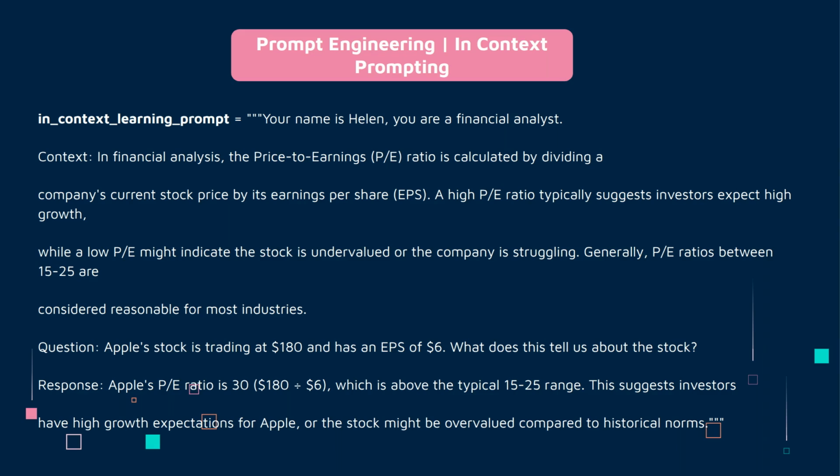And in here, we've also provided an example. Apple's stock is trading at $180 and has an EPS of 6. What does this tell us about the stock? And then the AI should go ahead and reason: Apple's PE ratio is 30, which is 180 divided by 6, which is above the typical 15 to 25 range. This suggests investors have a high growth expectation for Apple, or the stock might be overvalued compared to historical norms. This is just a dummy example. I'm not saying this is what it is in the real world.